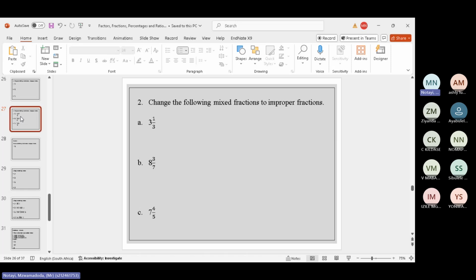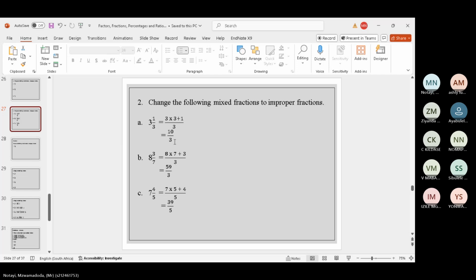Okay, for number 1, that is A, 3 and 1 over 3. So the rule says the whole number multiplied by the denominator, and then you add that to the numerator, and then you keep the same denominator. So we have 3 multiplied by 3 plus 1 over 3. So 3 multiplied by 3 gives us 9, plus 1 gives us 10, which gives us 10 over 3.